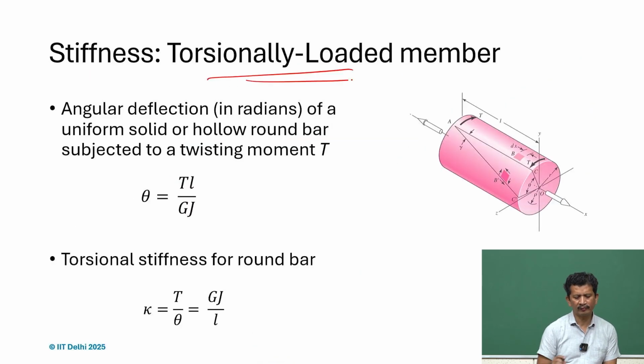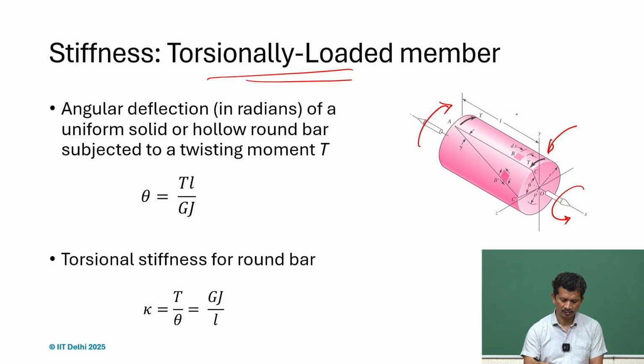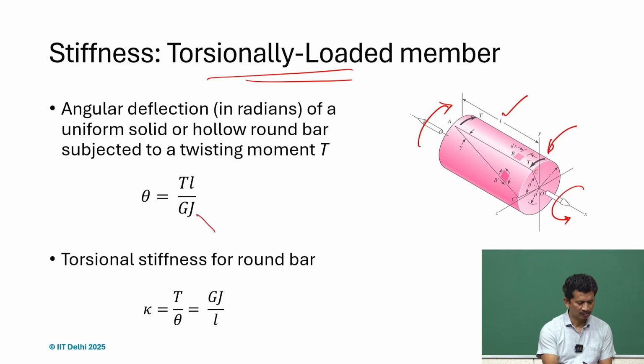Similarly, what happens if the member is loaded in torsion? So, here there is a torque T acting, a torsional load, and we have this circular bar, length L and area of cross section A. In general, what we will see is the diameter, and one of the things that will be important is the J value, that is the polar moment of inertia.